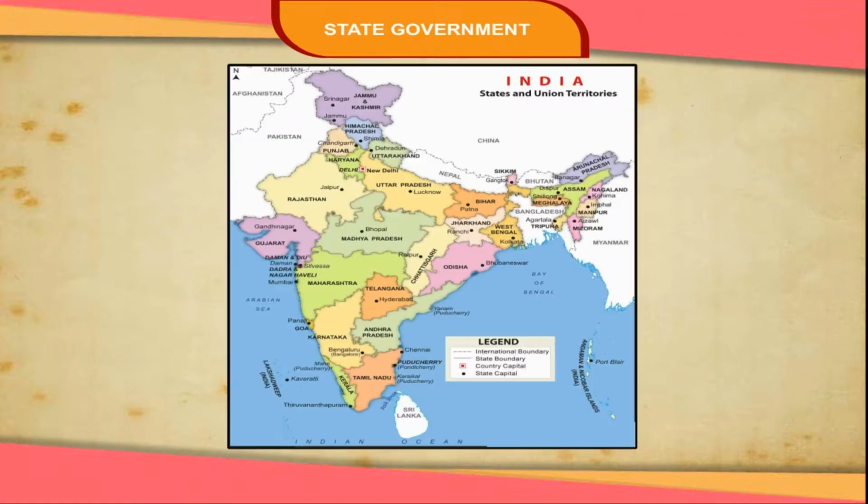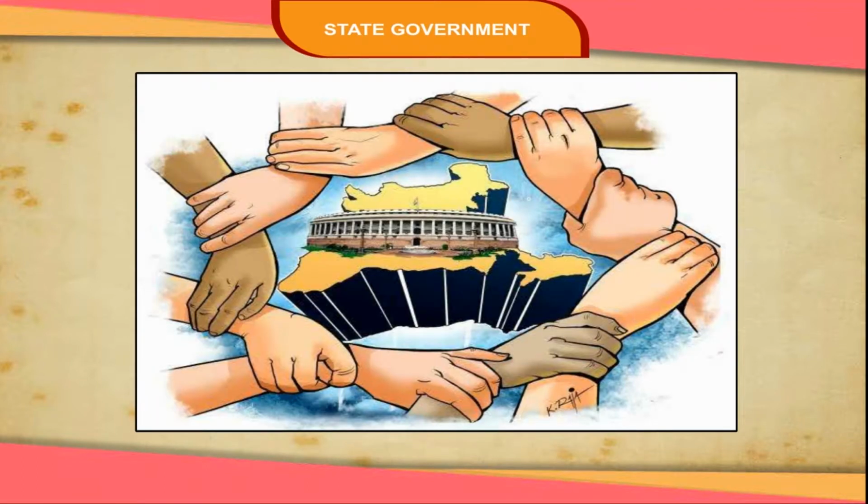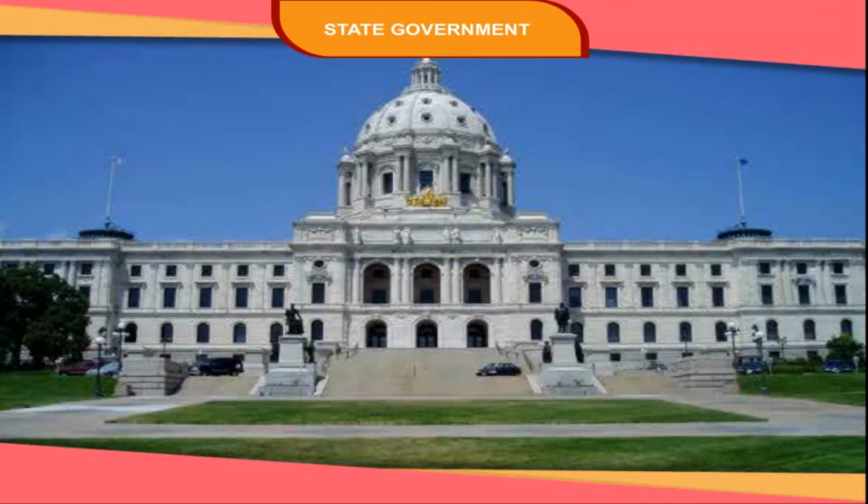State government. India has a federal setup, which means that we have two levels of government. One is meant for the entire country, called the central or union government, and the other works at the state level, called the state government. The government at the state level functions almost similar to that of the central government.